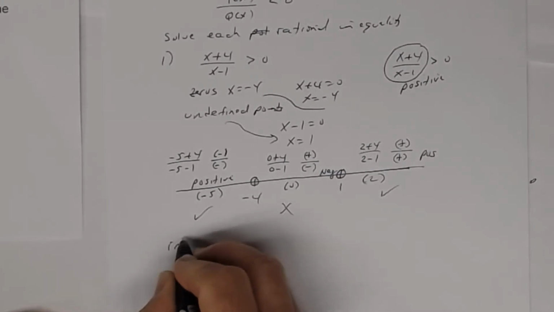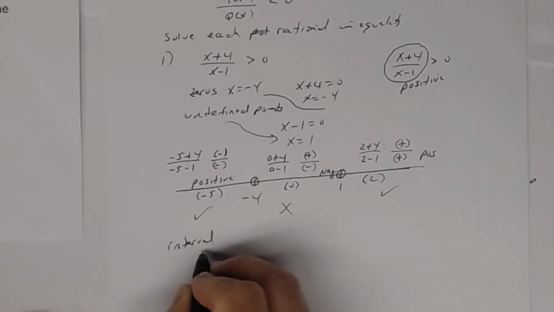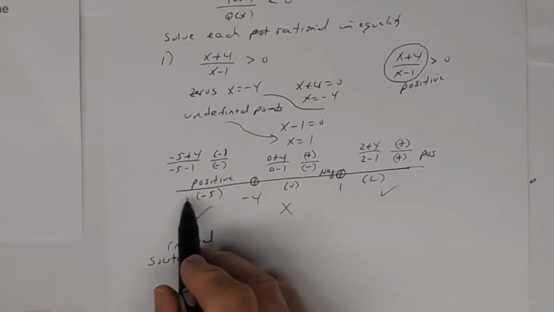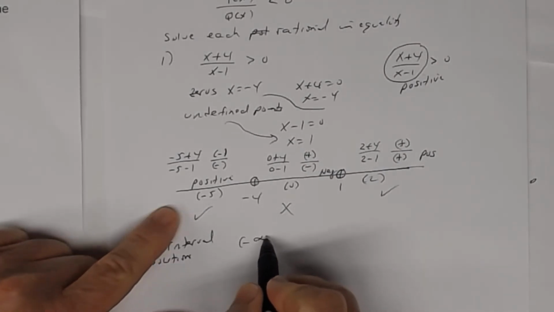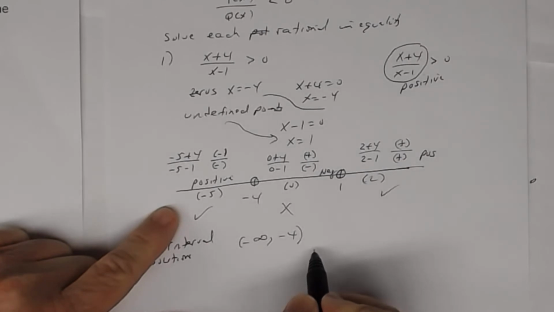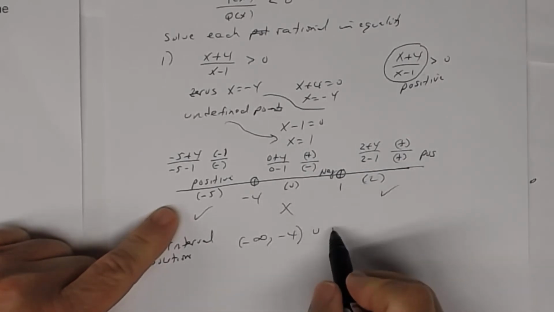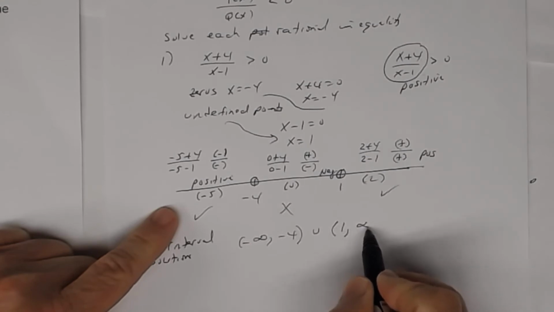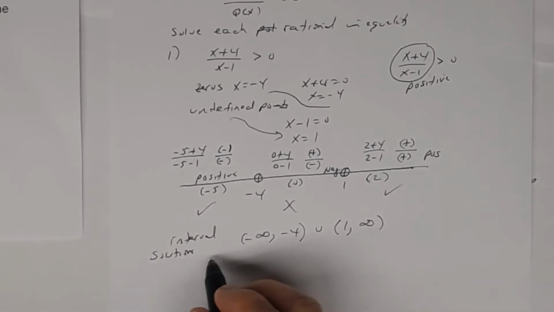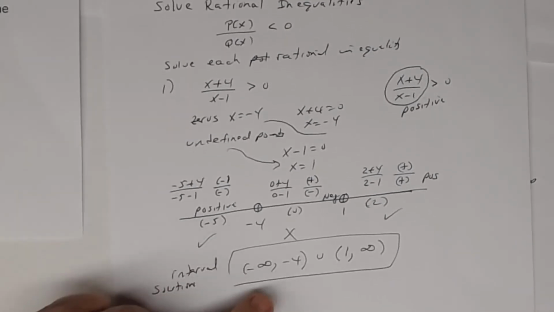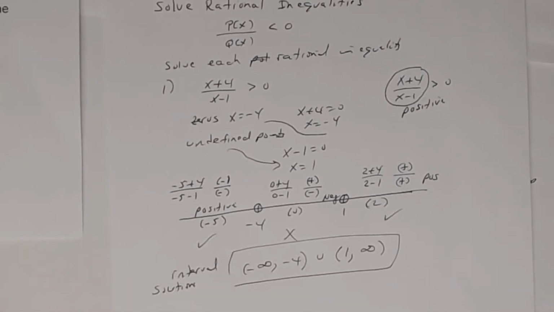Very simple, isn't it? The very simple process. So your solution in interval notation is negative infinity to negative 4, I'm sorry, parentheses because of the open circle. Union, and then parentheses 1, comma, all the way to infinity. And that's all you do. All right? So there's the work, and there's your answer. All right, so let's go to number 2.